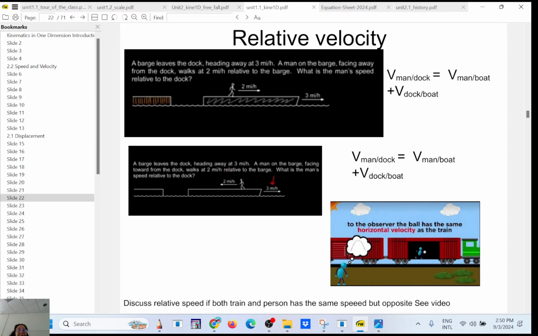So you have an equation for that. You can see that, right? Man relative to dock is man relative to barge plus barge relative to dock. You can see it crosses out. No, here there's a mistake. It should be both relative to dock.